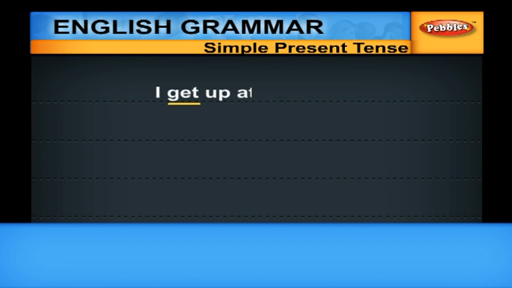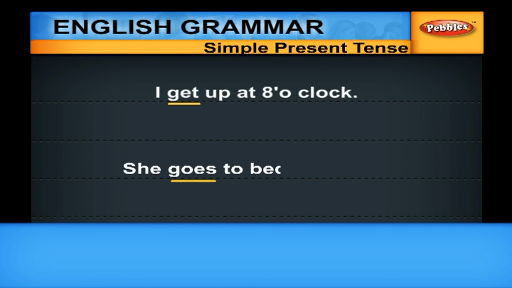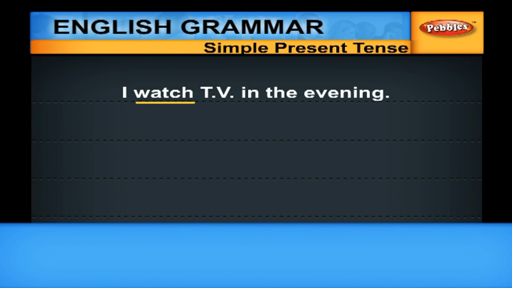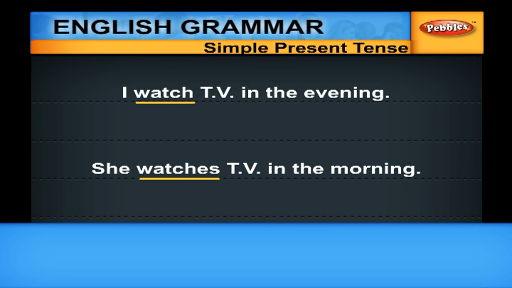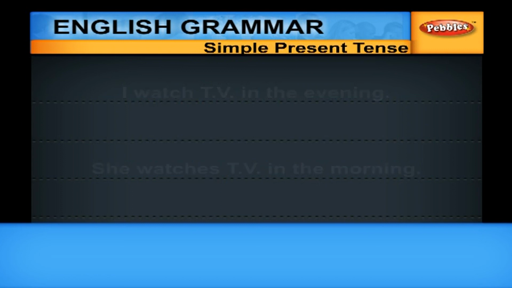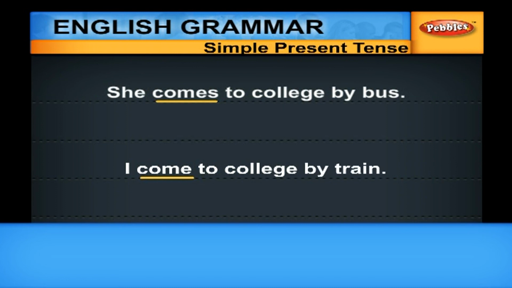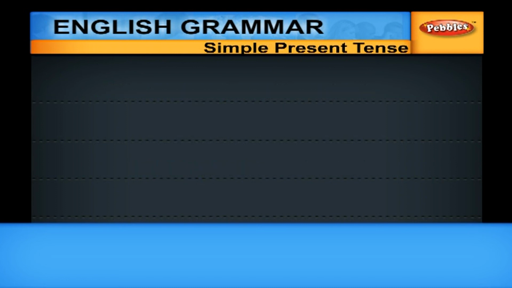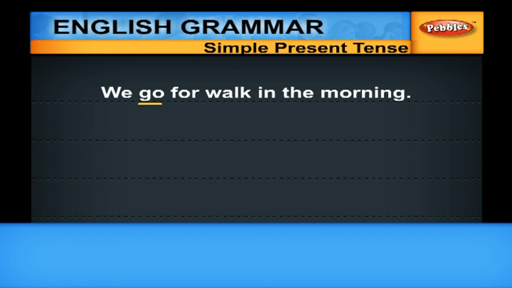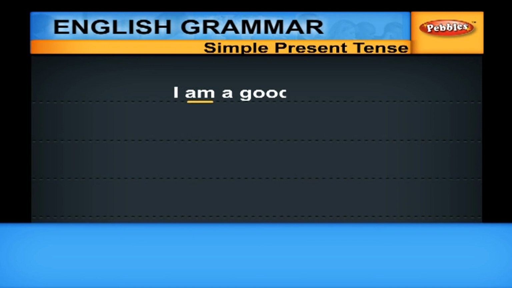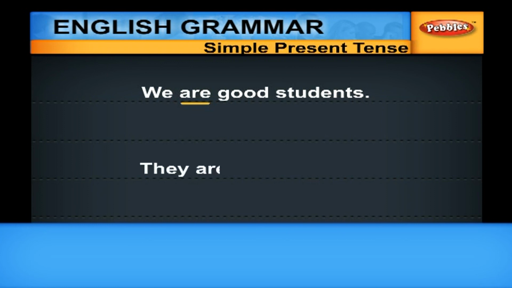I get up at 8 o'clock. She goes to bed at 10 p.m. I watch TV in the evening. She watches TV in the morning. She comes to college by bus. I come to college by train. We go for a walk in the morning. She goes for a walk in the morning. I am a good boy. She is a good girl. We are good students. They are bad students.